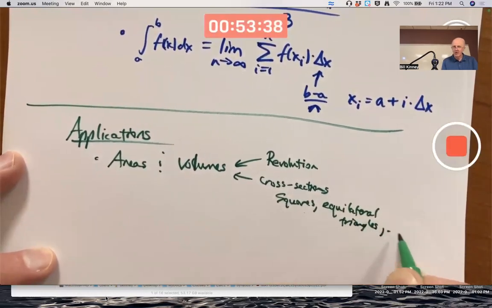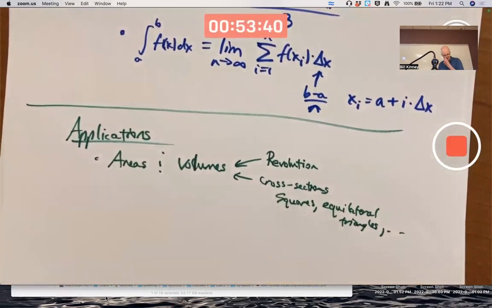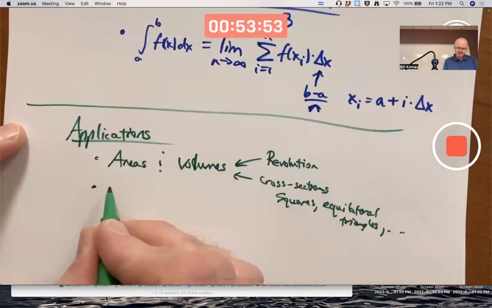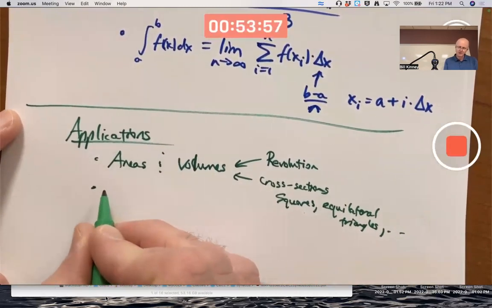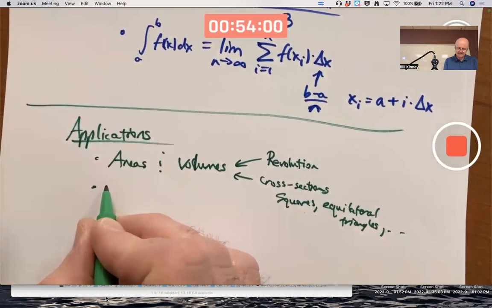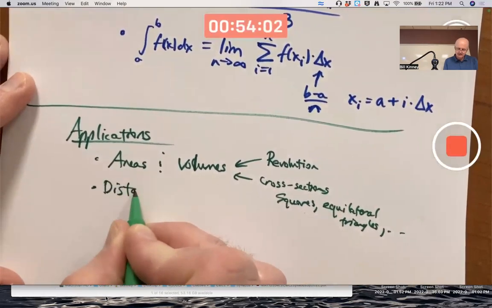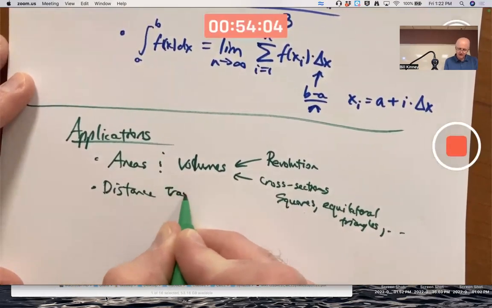That's the hardest example, or maybe semicircles. You know, the equilateral triangle example is the hardest because you got to use trigonometry or the Pythagorean theorem at least. Also did arc length along a parametric curve, which I described more in terms of physics, like distance traveled along a parametric curve.